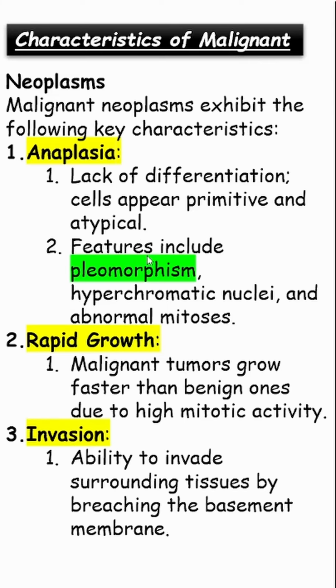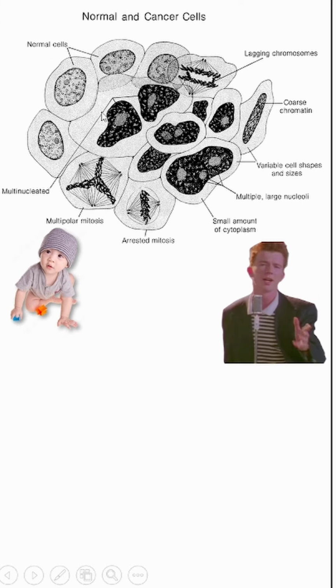Now let's talk about this term called pleomorphism. What is pleomorphism? Look at this picture. Here we have the normal cells in which there is a nucleus. Here also there is a nucleus, and the nucleus are not very prominent. They are normal in size, and even the nucleolus are quite normal in size and shape.